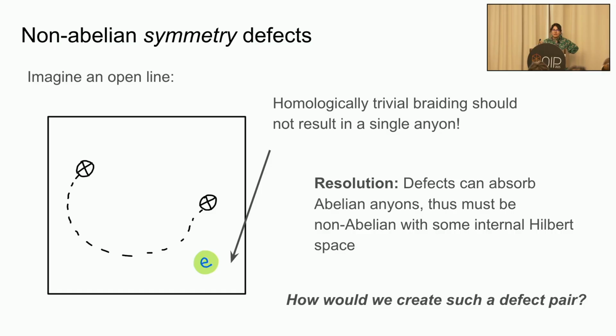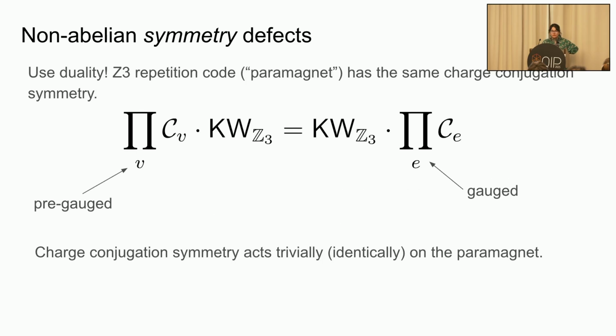So how can I actually create such a thing? It's easy to create the closed one by doing some bulk operation of charge conjugation, but creating an open line, that seems difficult to do. So we're going to use duality to do this. So we note that the Z3 paramagnet has the same charge conjugation symmetry as the Z3 toric code. Which is just represented mathematically here by the fact that if I apply a product of charge conjugation on one side of Kramers-Vannier, it's the same as applying it on the other side.